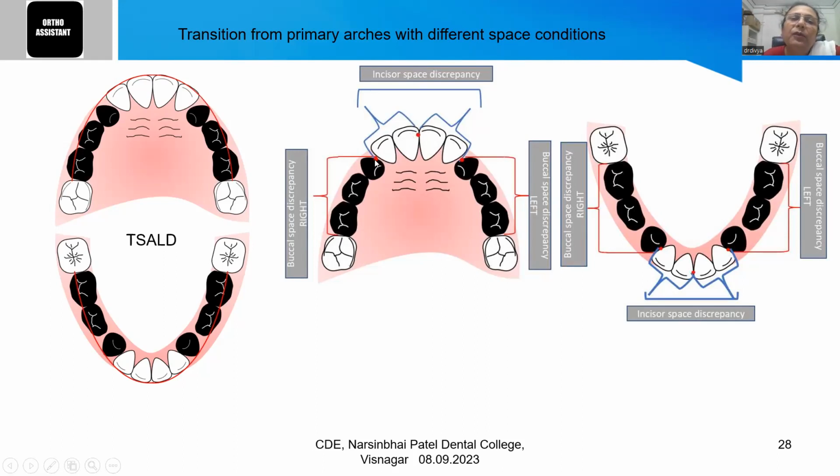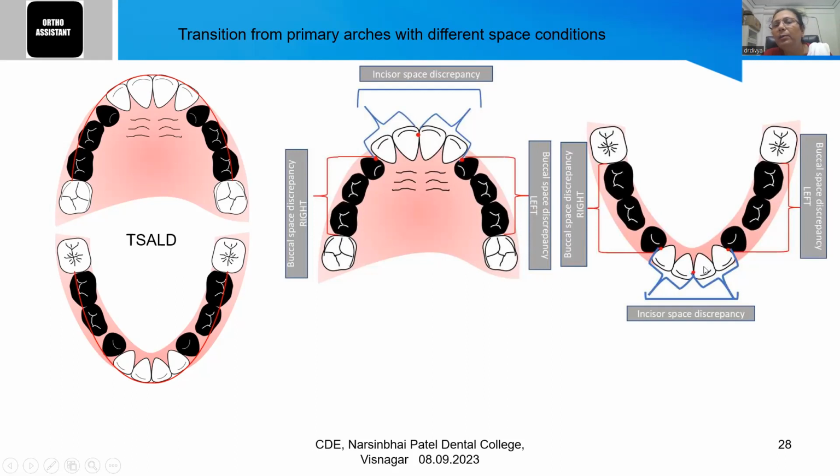Space available is from mesial of the canine to mesial of the canine of the opposite side in the maxilla. In the segmental arch, you need to sum up all the teeth, and you will know the incisor space discrepancy in the anterior region and the buccal space discrepancy in the posterior region. For this, you calculate the predicted combined width of the permanent canine and the two premolars with the mixed dentition analysis, and you can subtract this. So you will get both the buccal space discrepancy and incisor space discrepancy separately.